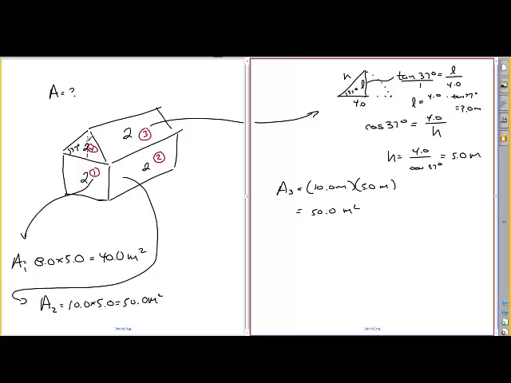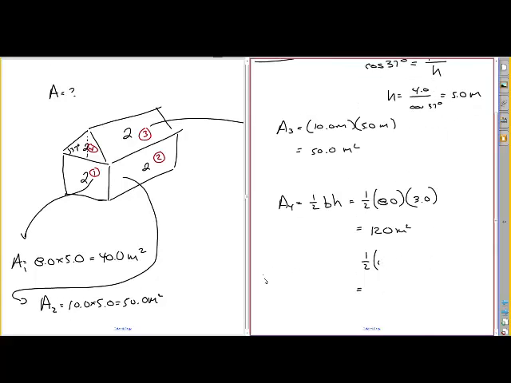So what we have is a 3, 4, 5 triangle. Okay, so A4 is going to be equal to 1/2 the base times the height of the triangle. The base is this distance, which is 8, times the height, which is 3. And so what do we get? 8 times 3 is 24, divided by 2 is 12. 12 meters squared.